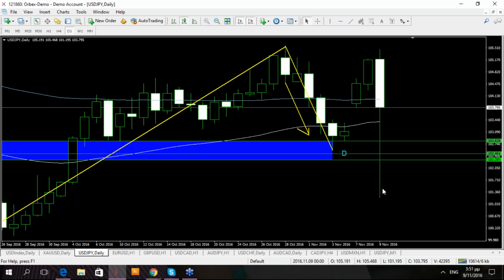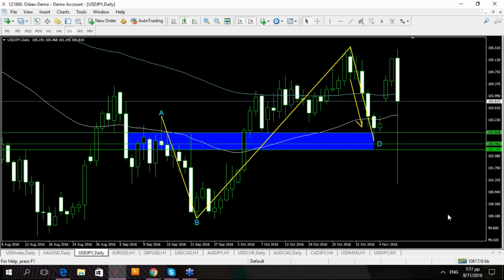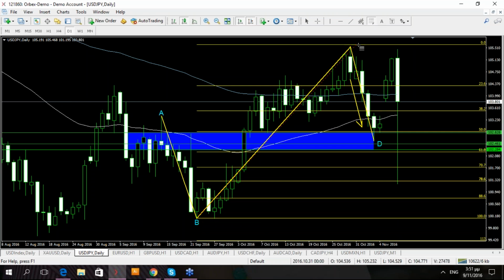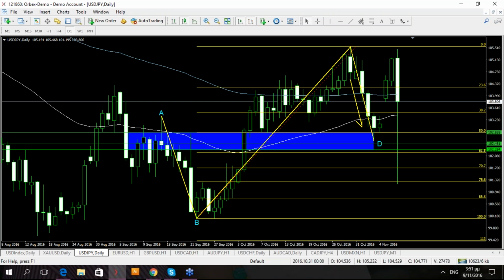Now, of course, it went beyond that. So for the M-like pattern, usually, let's look at it as an M-like pattern. If it is an M-like pattern, what I usually do is I pull Fibonacci from X to A. So that's my X, that's my A, for the M-like pattern. And I look for the 61.8 as well as the 78.6. I've got 78.6 right there. As you can see, the wick of that candle stopped at 78.6.